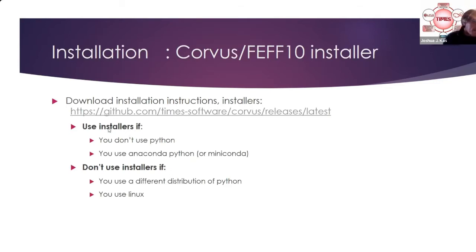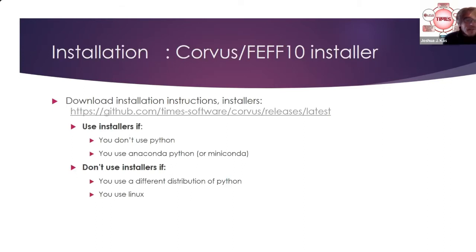So then on that website, there is source code. There are installers for Mac and Windows. And again, if you don't really use Python, or if you use Anaconda Python or Miniconda, then I would go ahead and use the installers. That makes everything really easy. It will install JFEFF and FEFF10 for you, and then it will also install basically everything you need except for Java.